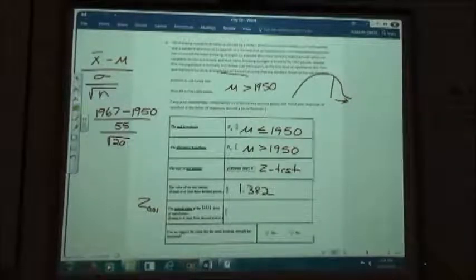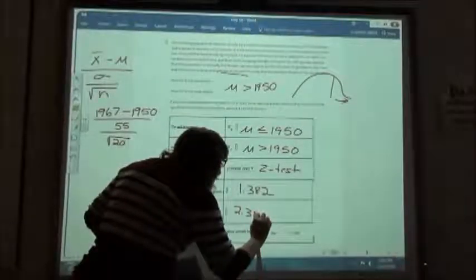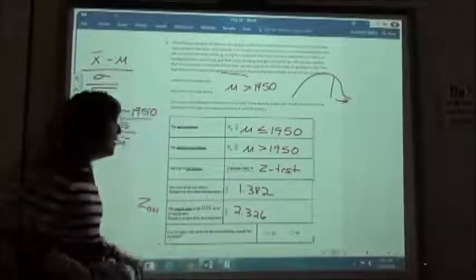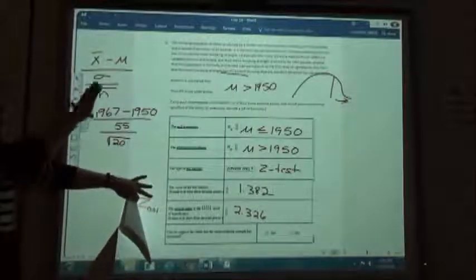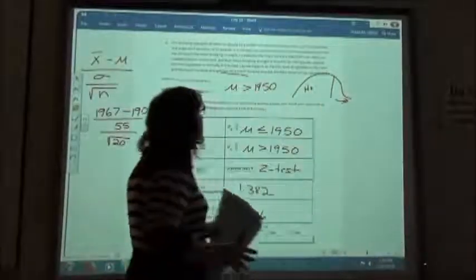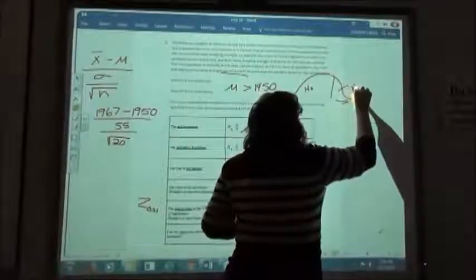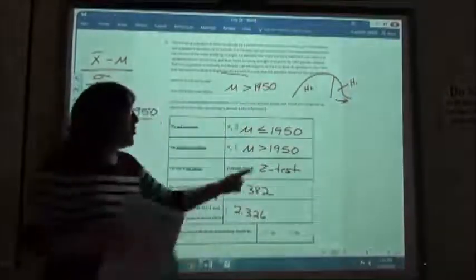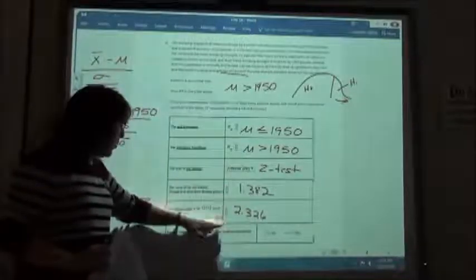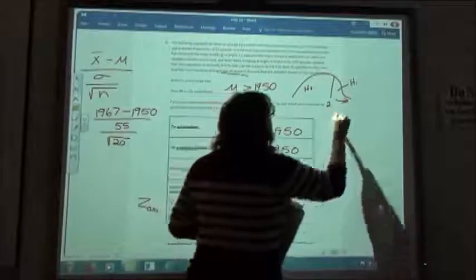So you can practice punching these in. What do you get when you do z sub 0.01? 2.326. Okay. So what this is saying, if I'm interpreting that, this is where my null is, because that was the less than or equal to section. This is where my alternate is, because that's the greater than section. My critical value is the value 2.326.